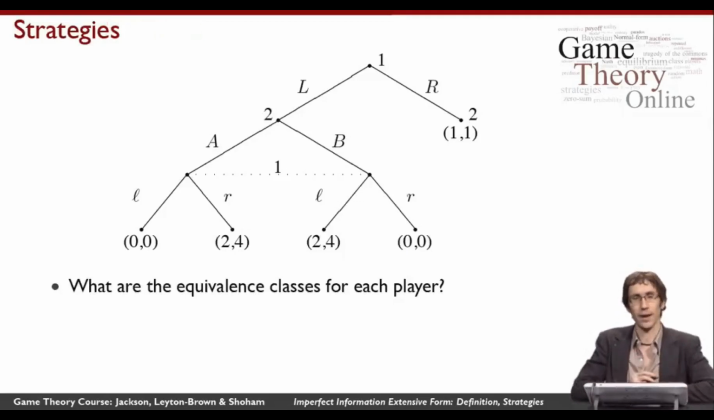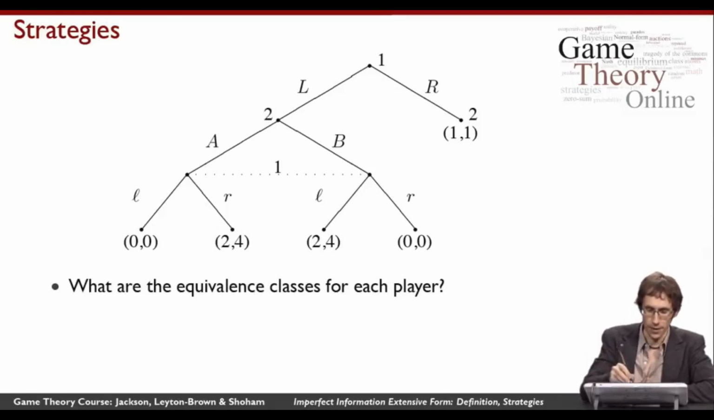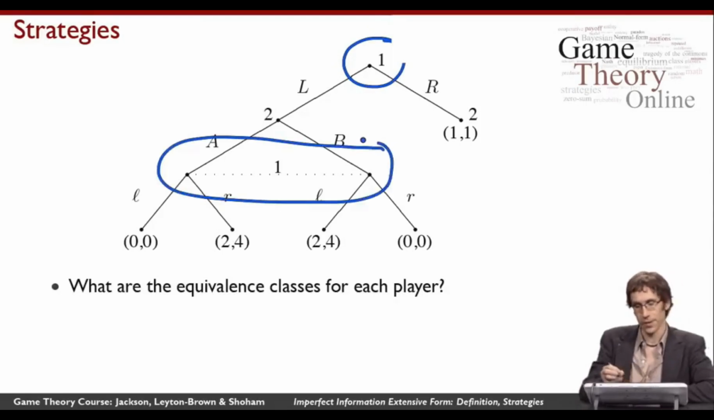So let's look at an example game here and see what the equivalence classes are. In this game, player 1 has two different equivalence classes. This is one equivalence class, and this is another equivalence class. In other words, we're going to use a dotted line here to connect together choice nodes that belong to the same equivalence class.